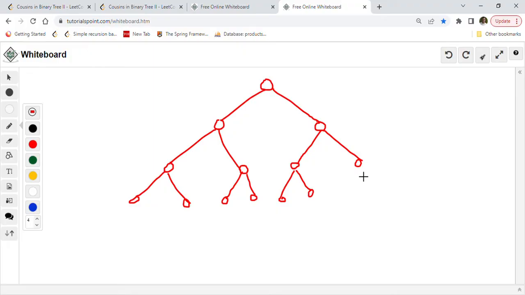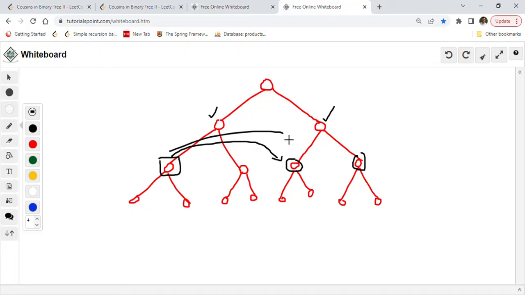Now what are the cousins here? For example, for this node, its parent is this. This parent's brother, or sibling, is this one, correct? This is the sibling, and its children are the cousins. So these are the two cousins of this node. This node has two cousins, this node as well as this node. So this is the definition of a cousin.